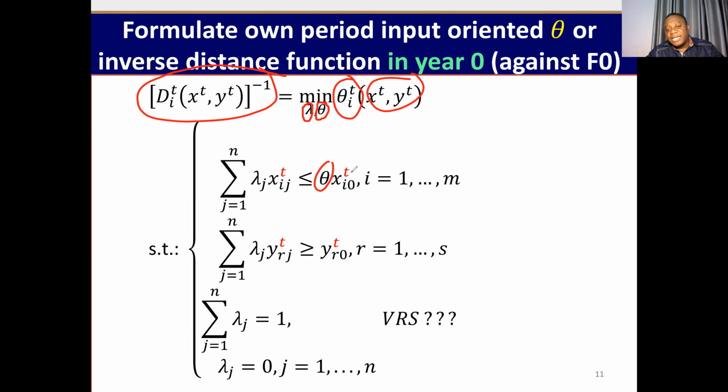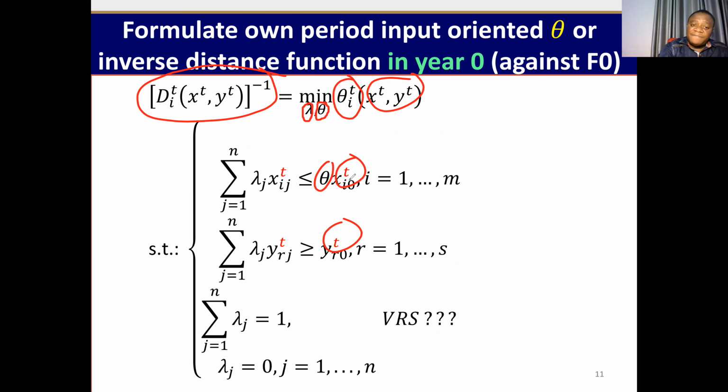Secondly, you will see that the x and the y's are the ones that are having the t's. See, everything else is not having the superscript t. So the time periods are in relation to the input and the output. Now, the fact that you have this t plus 1 on the right-hand side and another t on the right-hand side shows that the firm in question is in year T.